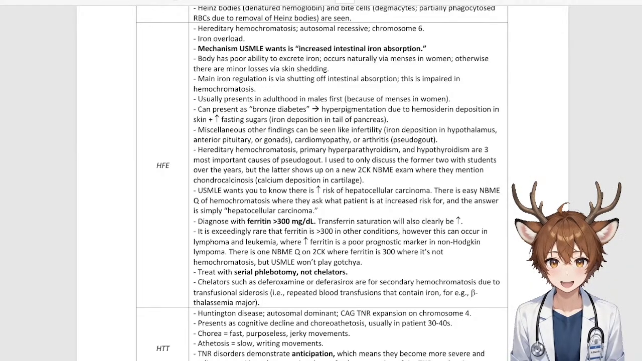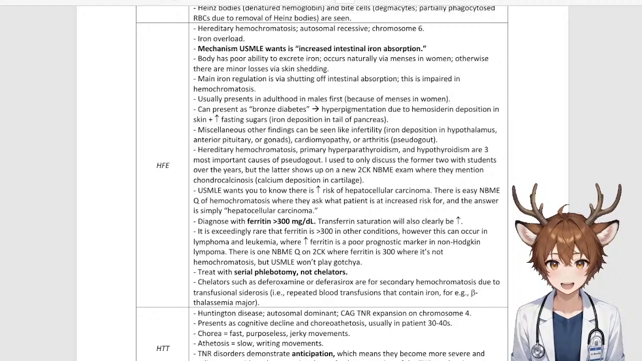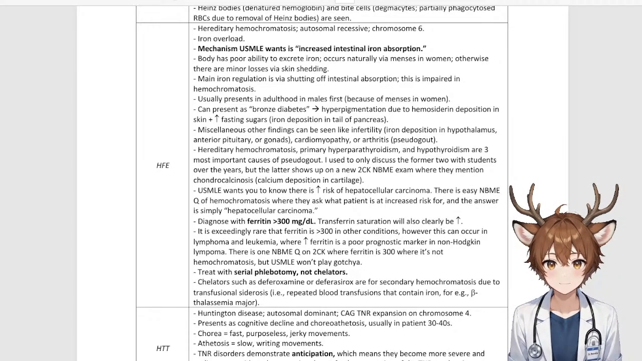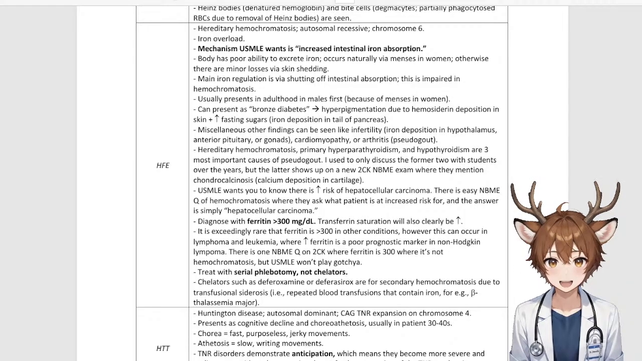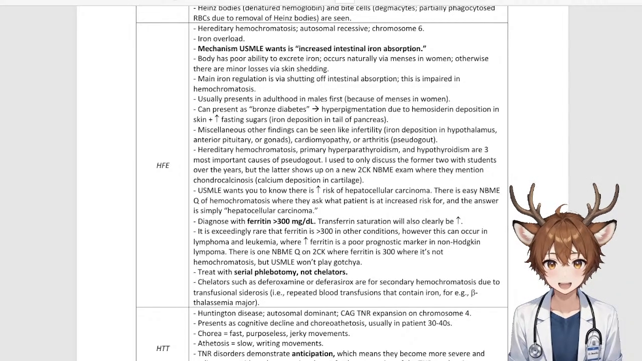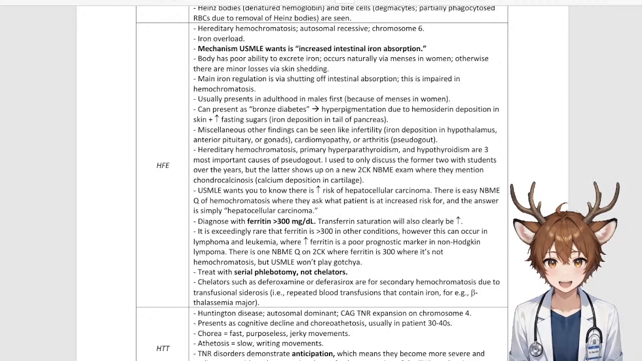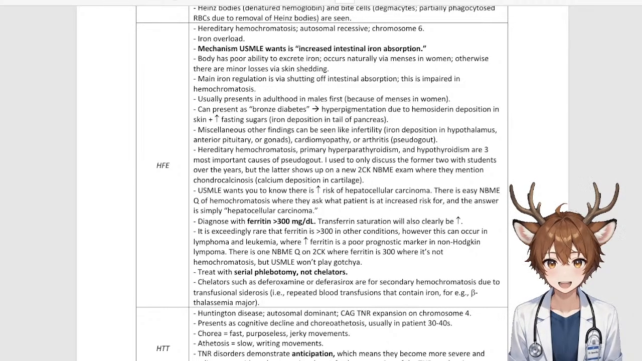I used to only discuss the former two with students over the years, but the latter shows up on the new 2CK NBME exam where they mentioned chondrocalcinosis, calcium deposition in cartilage. USMLE wants you to know that there is an elevated risk of hepatocellular carcinoma. There is an easy NBME question of hemochromatosis where they ask what the patient is at an increased risk for, and the answer is simply hepatocellular carcinoma.